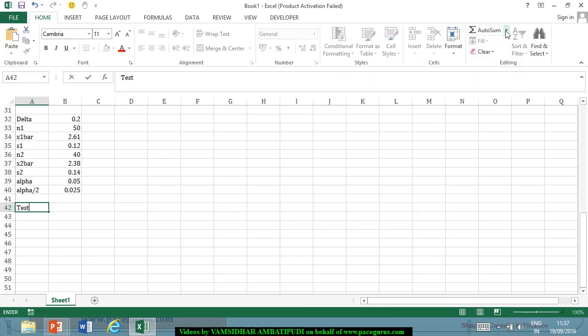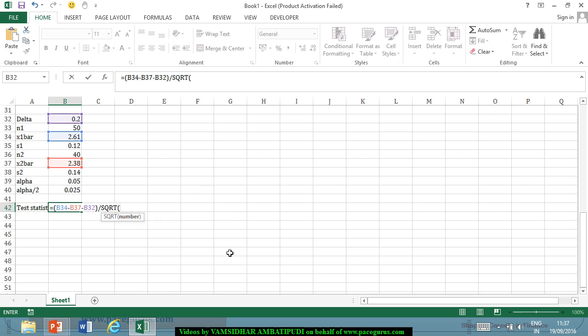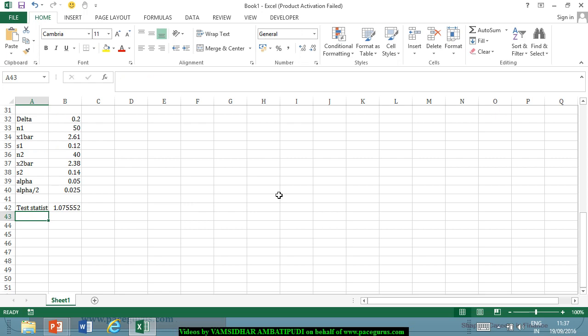So I can find out my test statistic z, which is working out as x1 bar minus x2 bar minus delta divided by square root of s1 squared by n1 plus s2 squared by n2. So this is what is working out as the test statistic, which has worked out as 1.075 for us. Then it is being asked that I have to find this decision based on the p-value. So I have to compute the p-value corresponding to this.